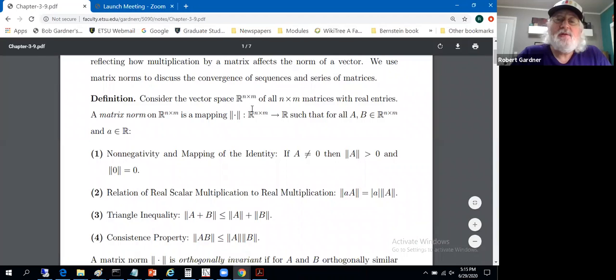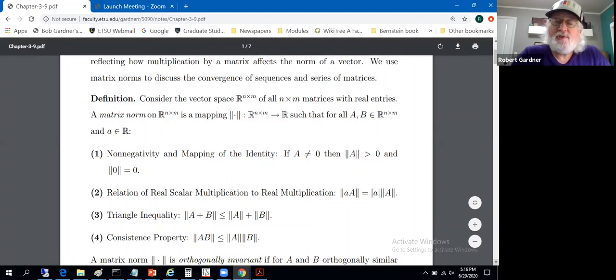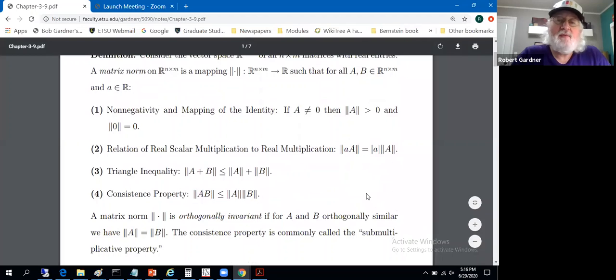Okay, so consider the vector space R^(n×m) of all n by m matrices with real entries. A matrix norm on this vector space, we saw earlier this in fact was a vector space, is a mapping that takes these matrices into the real numbers with the following properties. For any two of the matrices and any scalar a, since the first three of these are similar to what we had for norms of vectors, we have that the norm of every matrix is greater than 0, well, every non-zero matrix, and the norm of the zero matrix is 0.